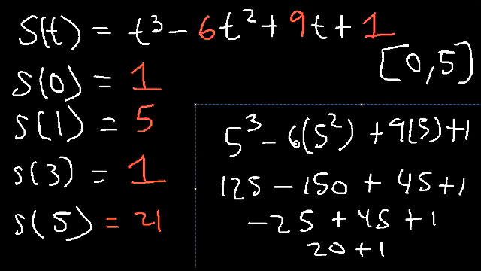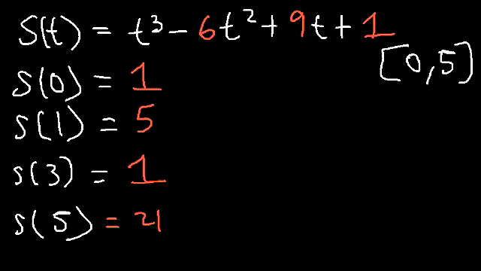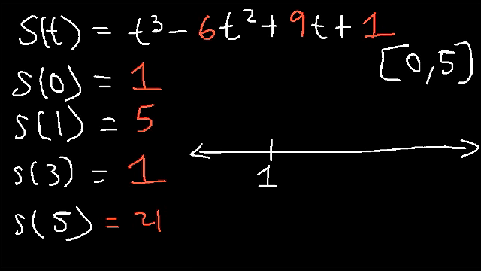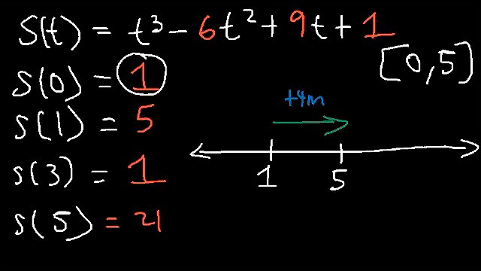So now how can we use this to find the total distance? Well, let's make a number line. So at t equals 0, we started at position 1. And then 1 second later, we ended at position 5. So in the first second, the particle traveled from position 1 to position 5. So it moved 4 meters to the right. That's the displacement for the first second, from 0 to 1.